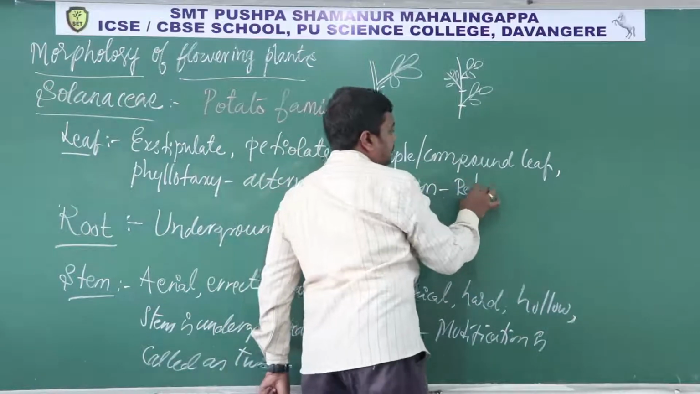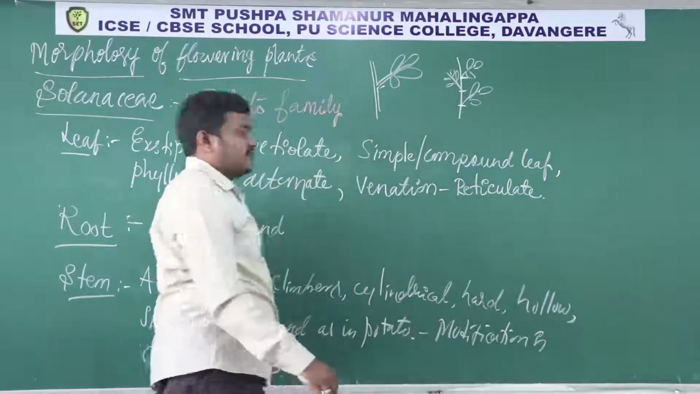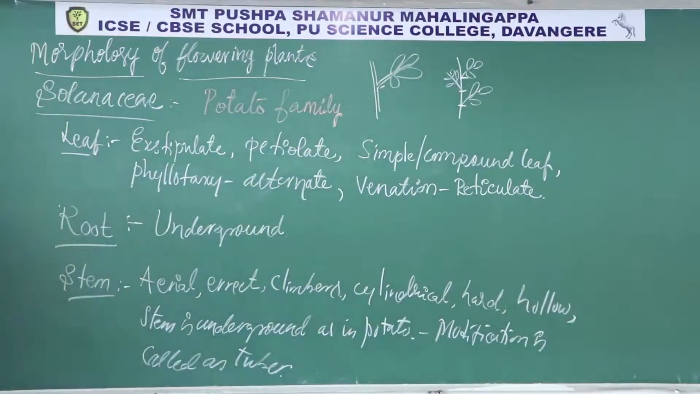Venation is reticulate. Okay, so Solanaceae members have reticulate venation. Okay, so these are the vegetative characters of the family Solanaceae.